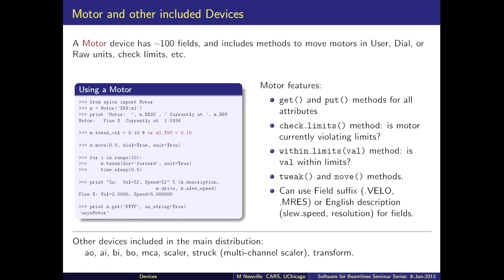So for an MCA record, a scalar record, a struct for multi-channel scalars, and a transform record. And those are actually pretty simple implementations, but they allow you to work with these higher level EPICS records easily.